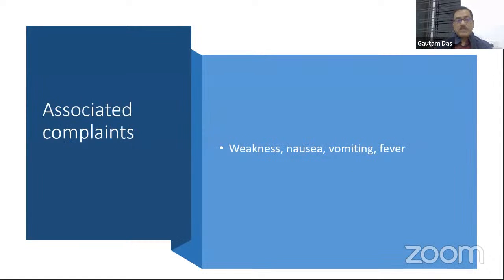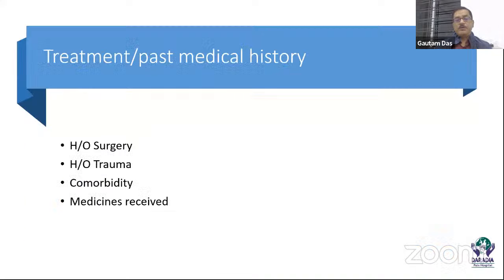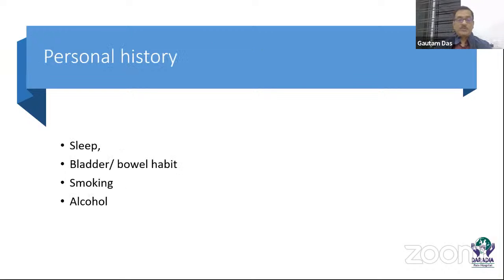The associated complaints are important too: whether the patient has nausea, fever, weakness. Then your past medical history, again very important, gives a lot of clues. Any history of surgery, trauma, comorbidity, what kind of medicine has been used, whether the medicine is giving relief or not. Suppose somebody has ankylosing spondylitis, the patient will say, as soon as I take a non-steroidal anti-inflammatory drug, I get very good relief. This can be a very important clue to make a diagnosis.